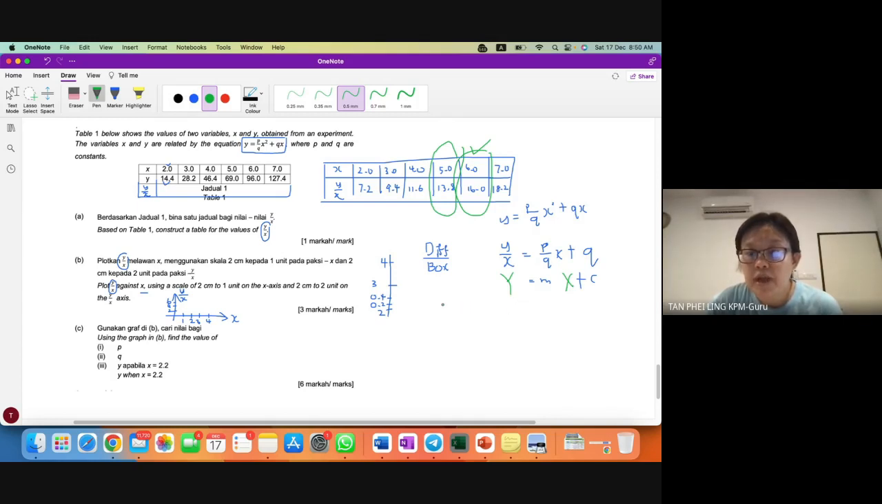M, let's say I take 6 minus 4. Sorry, that one is my X. I should take my Y first. So this one you count, say 16, because this is the y-axis, so y-axis comes first. 16 minus 11.6, and then over my x, which will be 6 minus 4. So I will know that this will be my m, my gradient.